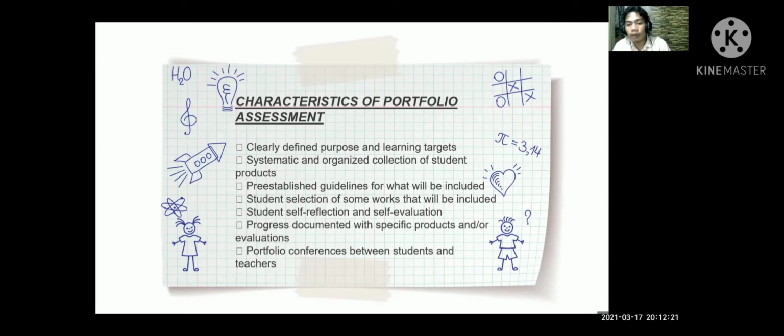And the next one is systematic and organized collection of student products. Hindi lang yung basta-bastang portfolio na ilalagay mo lang lahat. Dapat systematic, gaya ng nasa developmental portfolio, di ba? Nilalagay nila para matrack natin kung natututo ba yung estudyante or na-acquire nila yung instruction na binibigay mo. Dapat systematic siya and organized collection. Di ba? Dapat organized. And the next one is pre-established guidelines for what will be included.